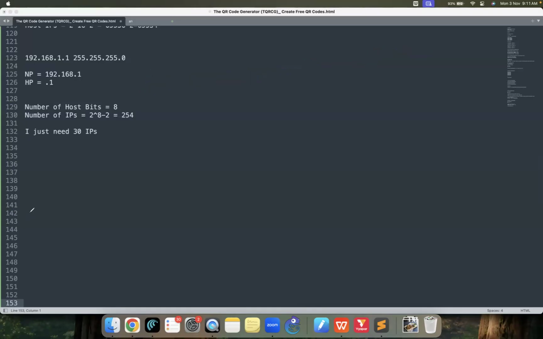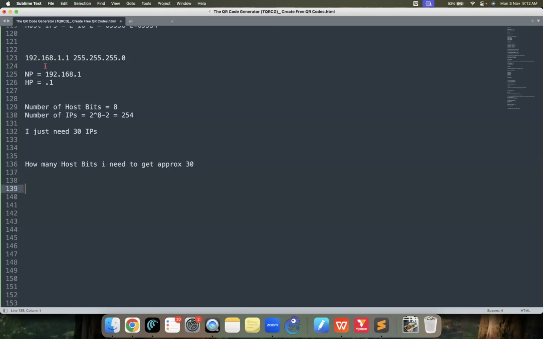Let's do that. To do this, it's very simple. First, you have to find out what the new host portion will be: how many host bits I need to get approximately 30 IPs.